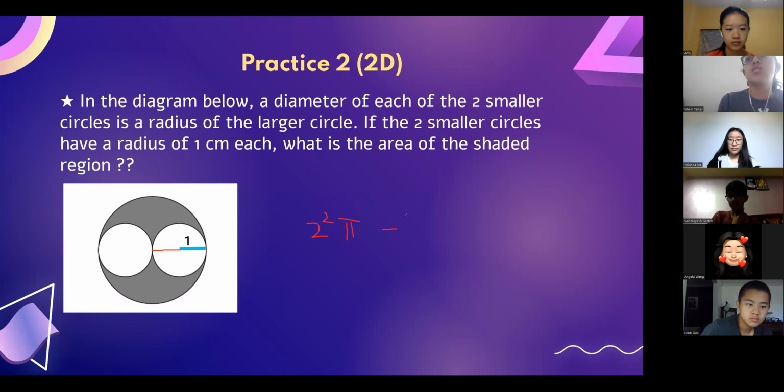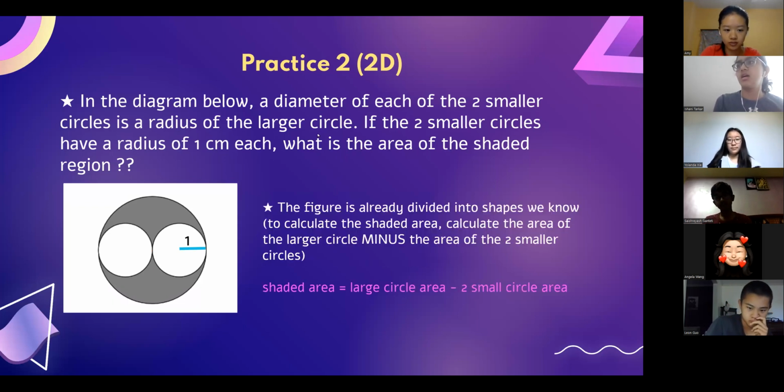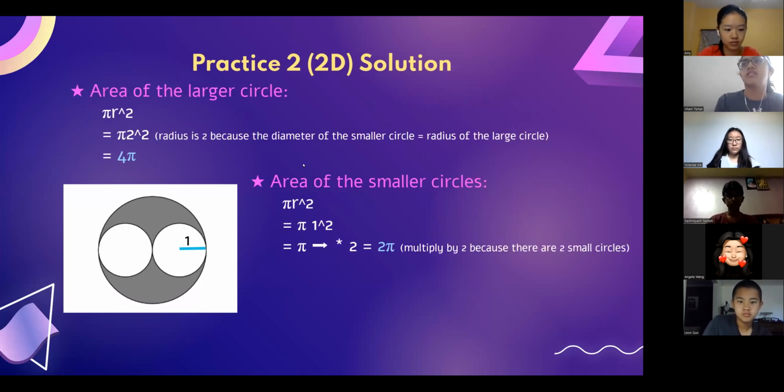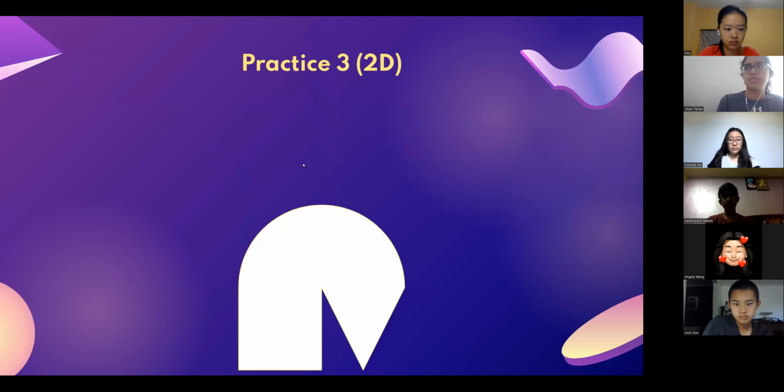They have the same diameter and therefore the same area. So we do 1 squared times pi times 2, which is just 2 pi, right? And we are left with 4 pi minus 2 pi, which is just 2 pi. That is the area of the shaded region. Everyone got it correct. Remember, right now while we're doing it, just put it in exact form, so say pi rather than multiplying it by 3.14, because it's easier to just leave it in exact form.